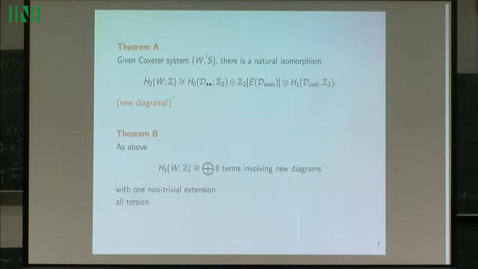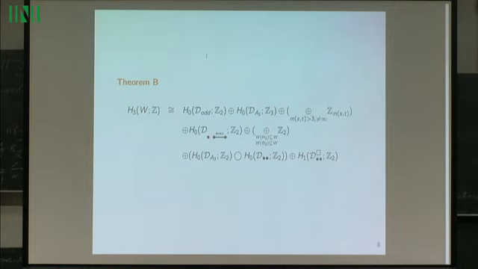Theorem B is the same. There are now 8 terms involving new diagrams that you make from your Coxeter diagram. There's one non-trivial extension which you can completely describe, and I'd like to point out that it's all torsion. In fact Sarah showed, and you can see easily from the proof, that the integral homology of all Coxeter groups is all torsion. So for what it's worth, here's theorem B.